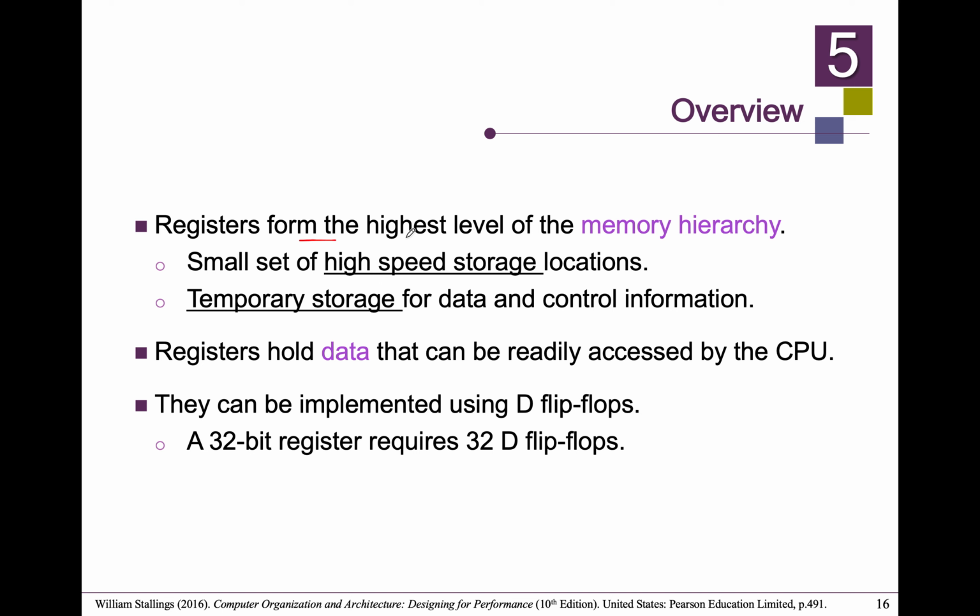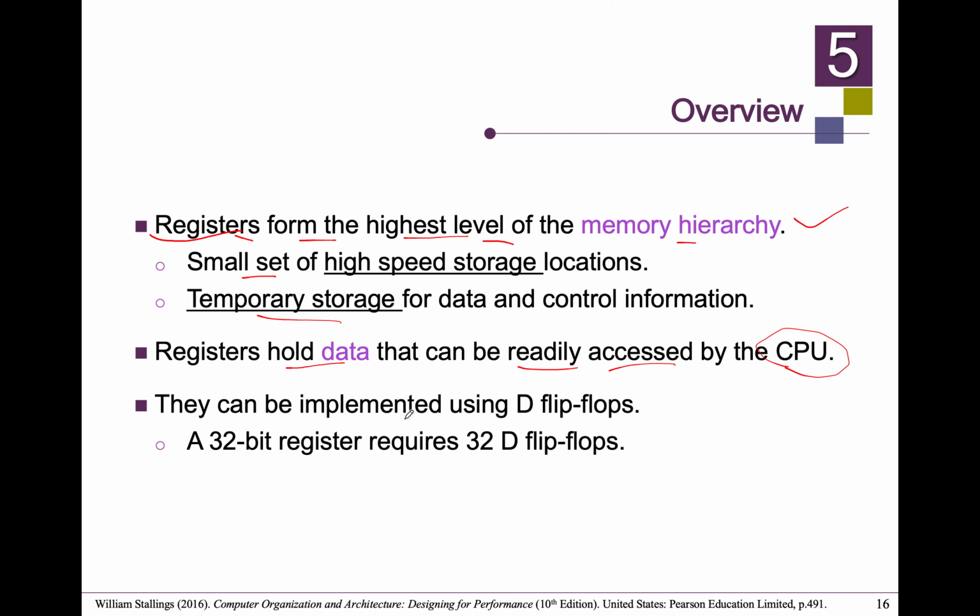Registers form the highest level of the memory hierarchy, so this one is very important. A register is a small set of high speed storage locations, of course, for temporary storage of data and control information. Registers hold data that can be readily accessed by the CPU.